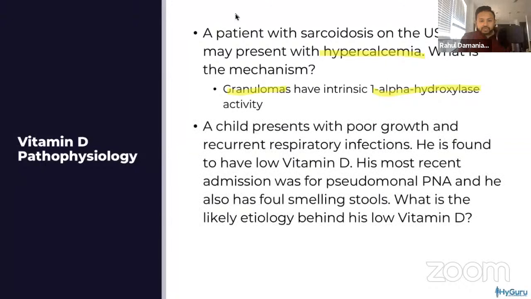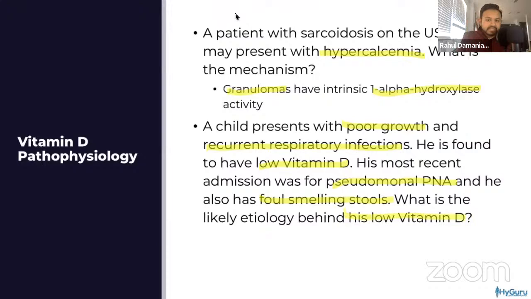Let's go ahead and answer this question. A child presents with poor growth and recurrent respiratory infections. He is found to have a low vitamin D. His most recent admission was for pseudomonal pneumonia, and he also has foul-smelling stools. What is the etiology behind his low vitamin D? This is going to be a very important question.